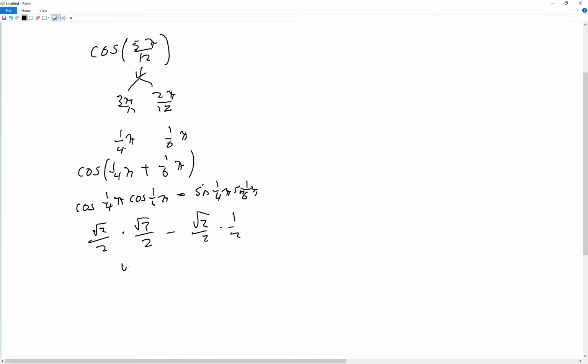If we do the calculations, we get square root 6 over 4 minus square root 2 over 4, which equals square root 6 minus square root 2 over 4, since there's a common denominator.